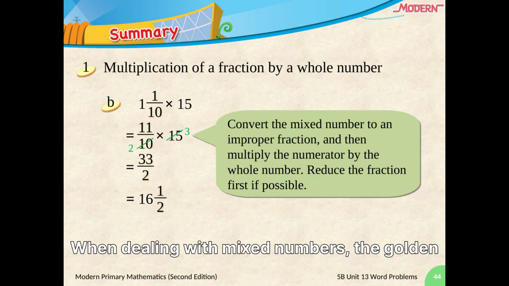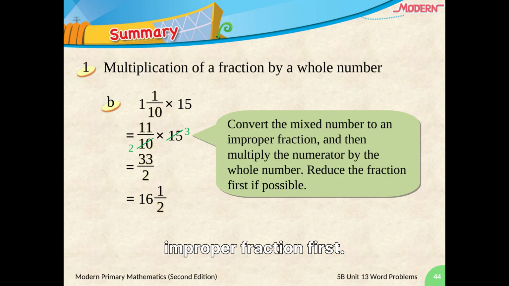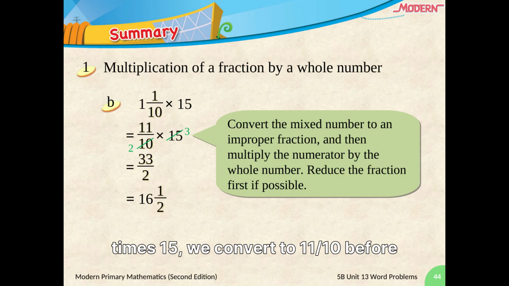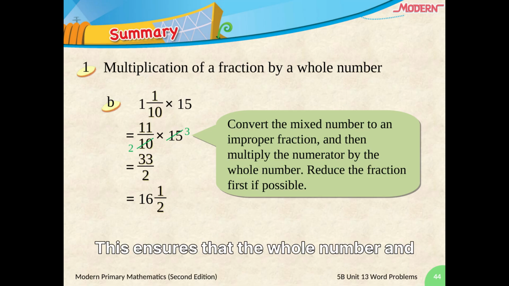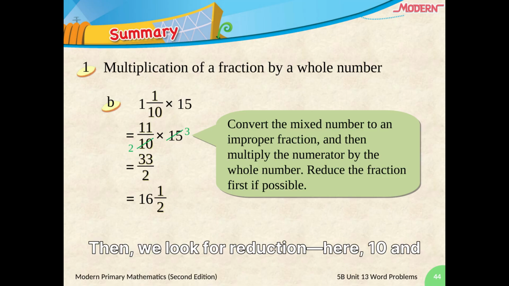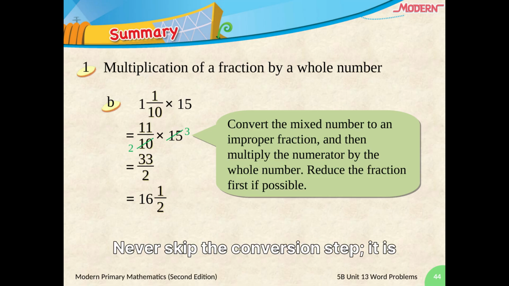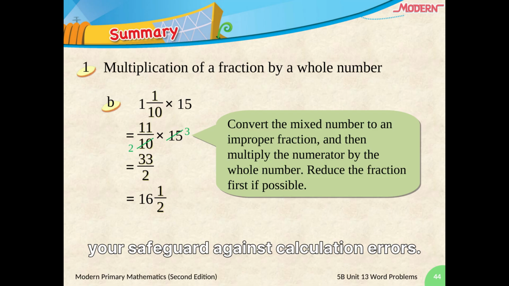When dealing with mixed numbers, the golden rule is consistency. Always convert to an improper fraction first. As shown here with 1 and 1/10 times 15, we convert to 11/10 before multiplying. This ensures that the whole number and the fraction are treated as a single quantity. Then, we look for reduction. Here, 10 and 15 reduce to 2 and 3 using their common factor of 5. This leaves us with 33/2, or 16 and 1/2. Never skip the conversion step. It is your safeguard against calculation errors.